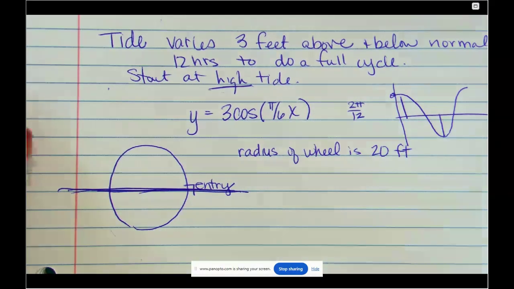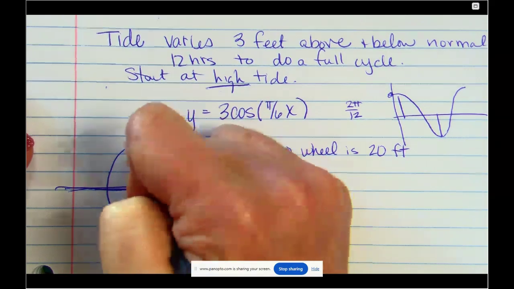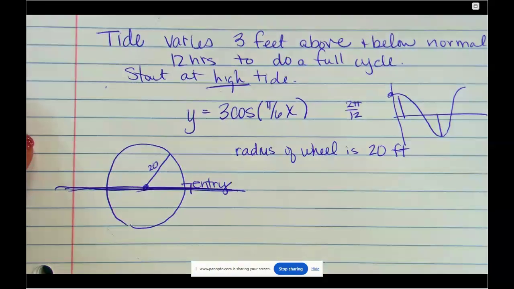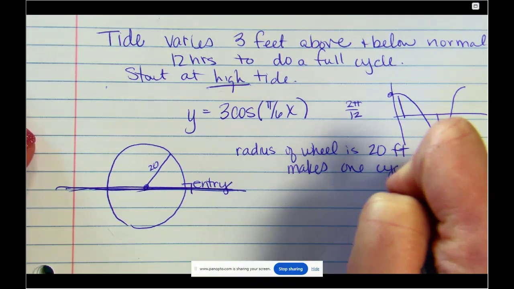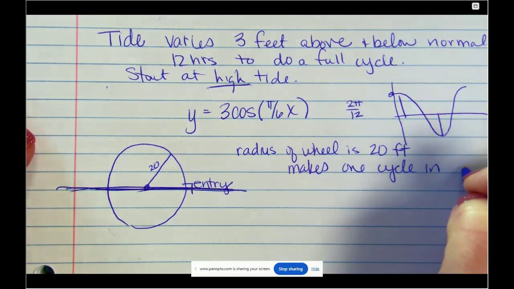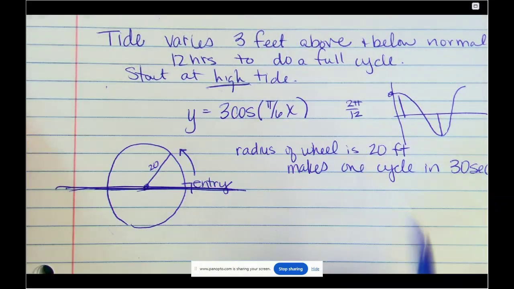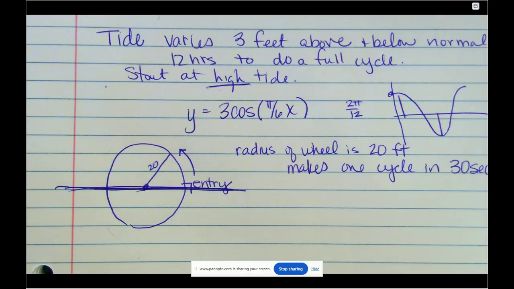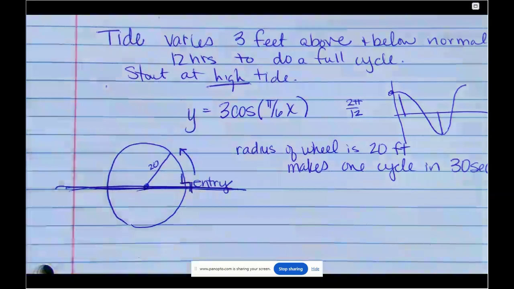This radius, okay, the radius of the wheel is 20 feet. So 20 feet. And it makes one cycle in 30 seconds. And it's going this direction. Okay, so we're writing an equation that models, like if you were in this seat here, your height from your entry point.